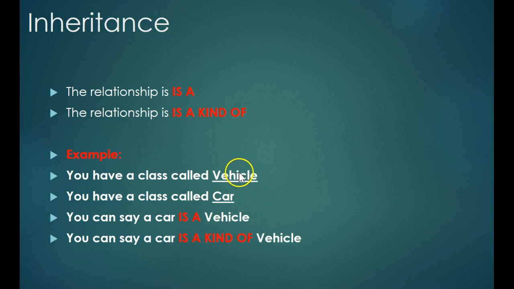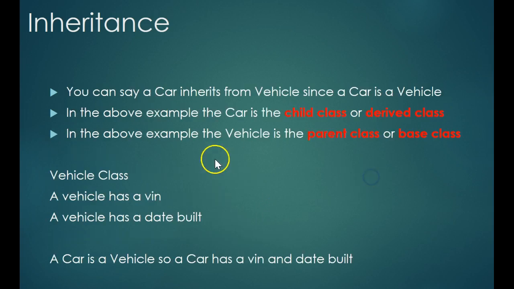In this particular example, as we're going to see, the vehicle is called the superclass or the parent class, and the child is the derived class or the child class, and we'll go from there. So in inheritance, you could say that car inherits from vehicle since the car is a vehicle. In the above example, as I said before, the car is the child class, sometimes called the derived class. And in the above example, the vehicle is the parent class, sometimes called the base class, and I didn't type it here, but sometimes called the superclass.